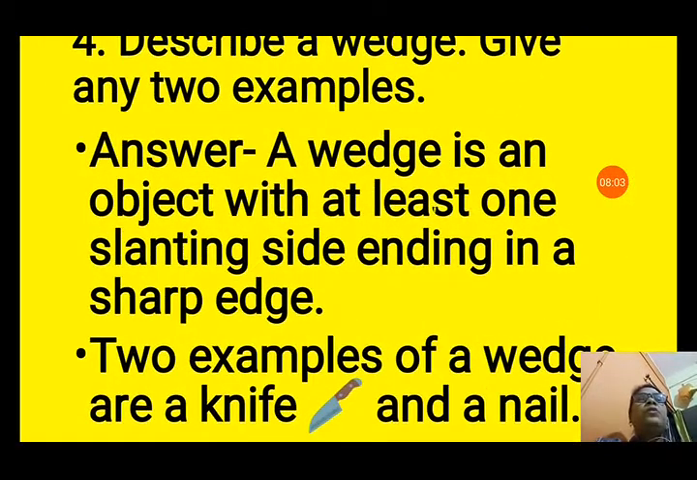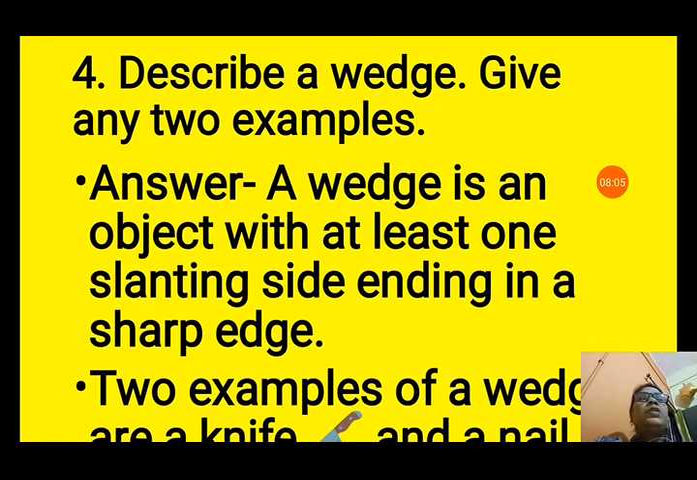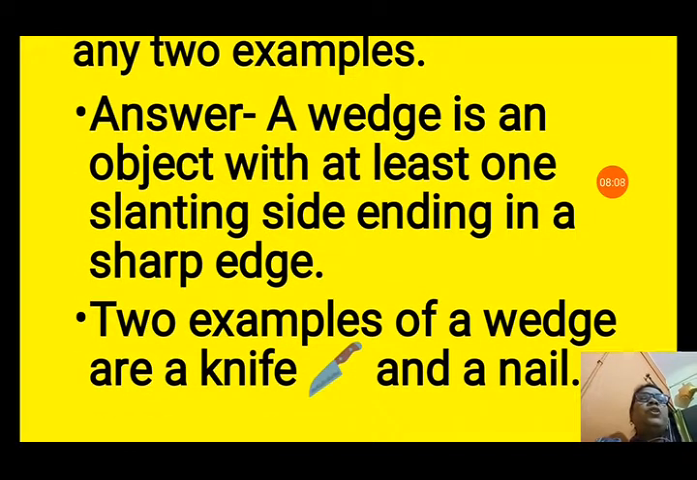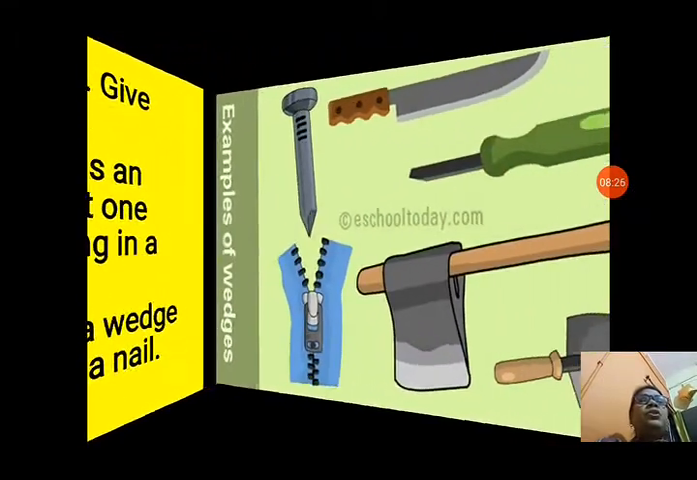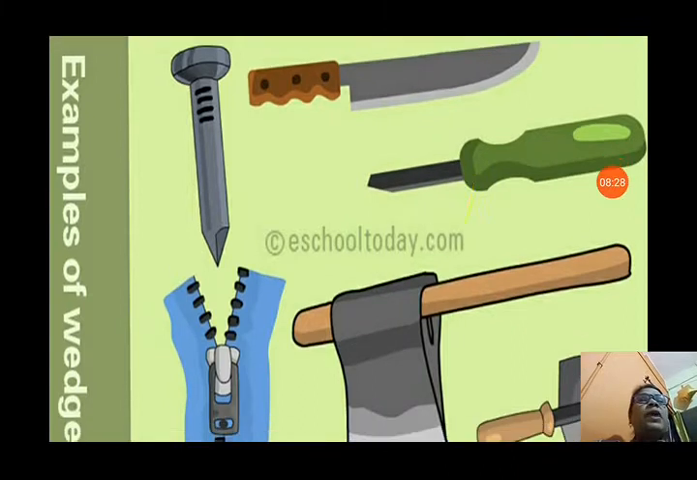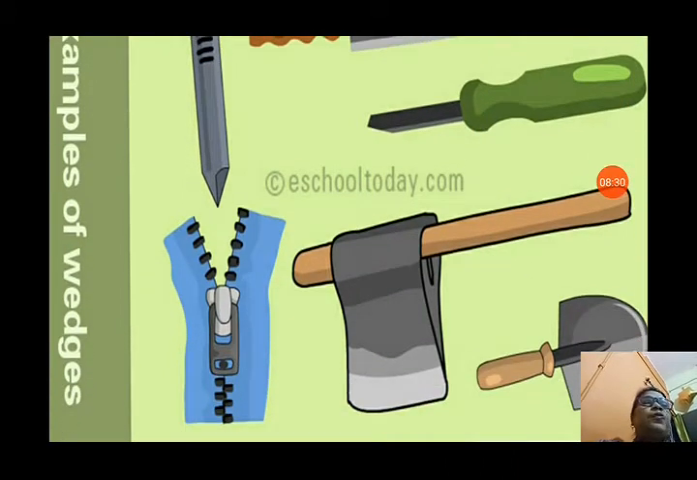Now, next question number 4. Describe a wedge. Give any 2 examples. A wedge is an object with at least one slanting side ending in a sharp edge. The wedge has a sharp edge like a knife and an axe. A nail also has a sharp edge that is slanting and sharp. So this is known as a wedge. Knife and nails are examples of a wedge. You can see different examples: nail, knife, and here the axe is also a wedge. These are the examples of a wedge.